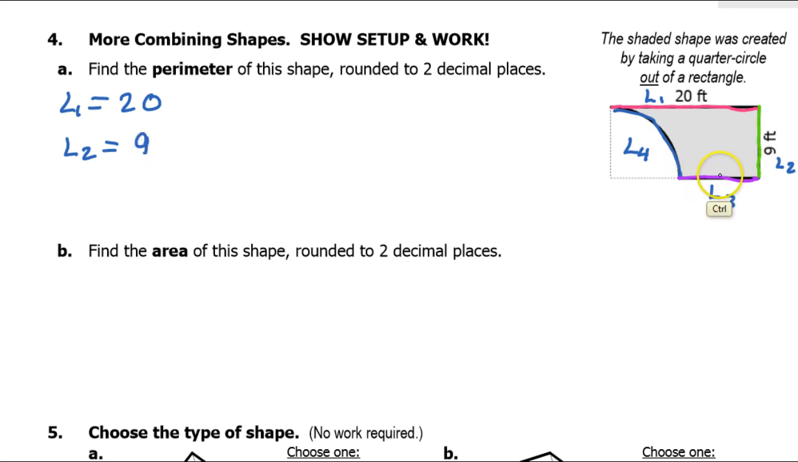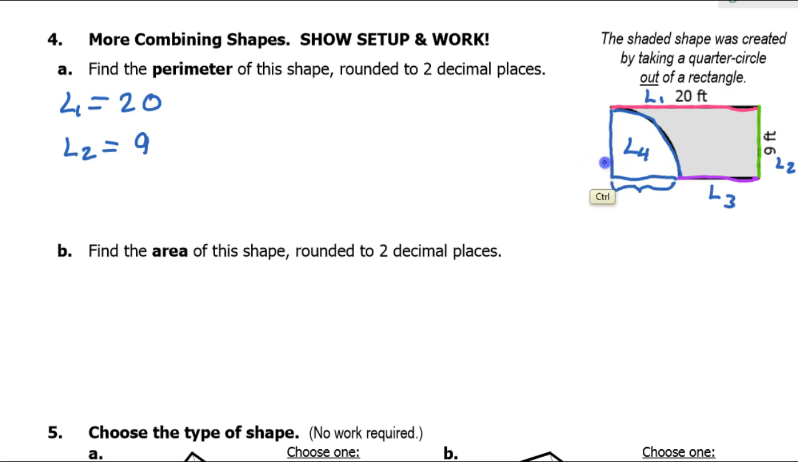Okay, length 3 is going to take a tiny bit more thought. If I only knew what this length right here was, then I could easily calculate what length 3 is. Well, guess what? I do know what this length is, because this is the radius of this circle. You know, we see a little quarter circle here. This is the radius. Well, the radius will be the same in all directions. So this is also the radius.